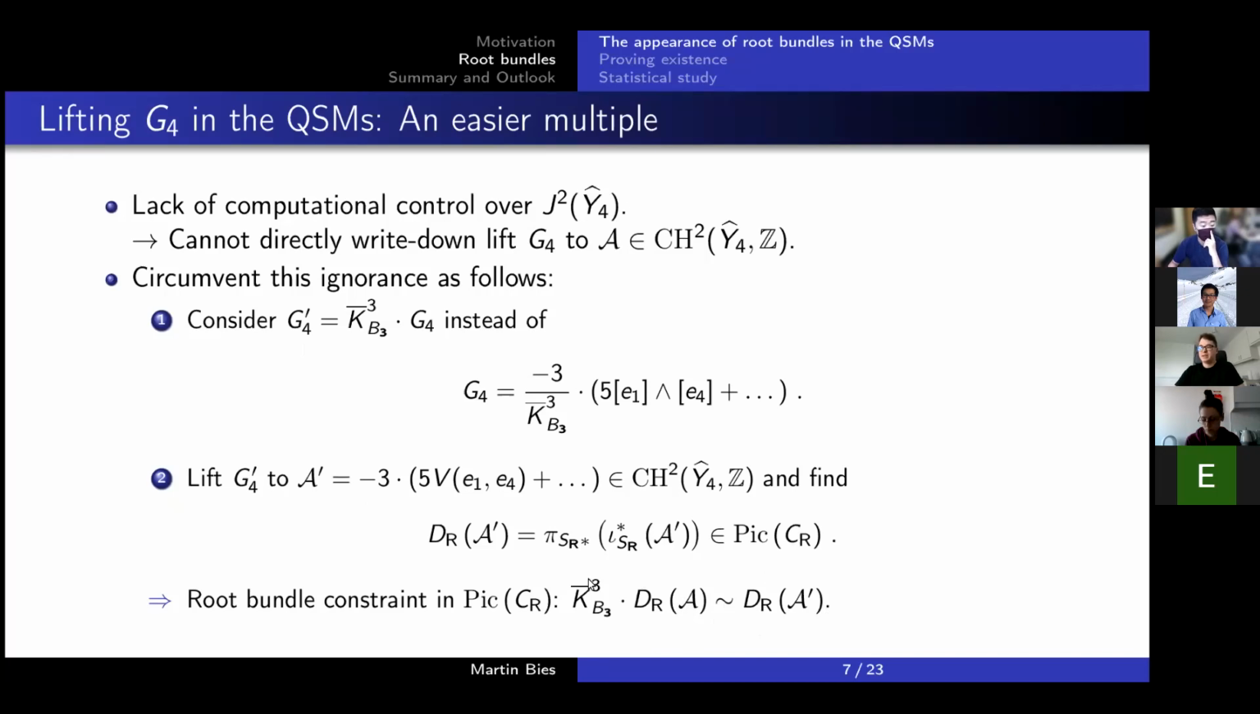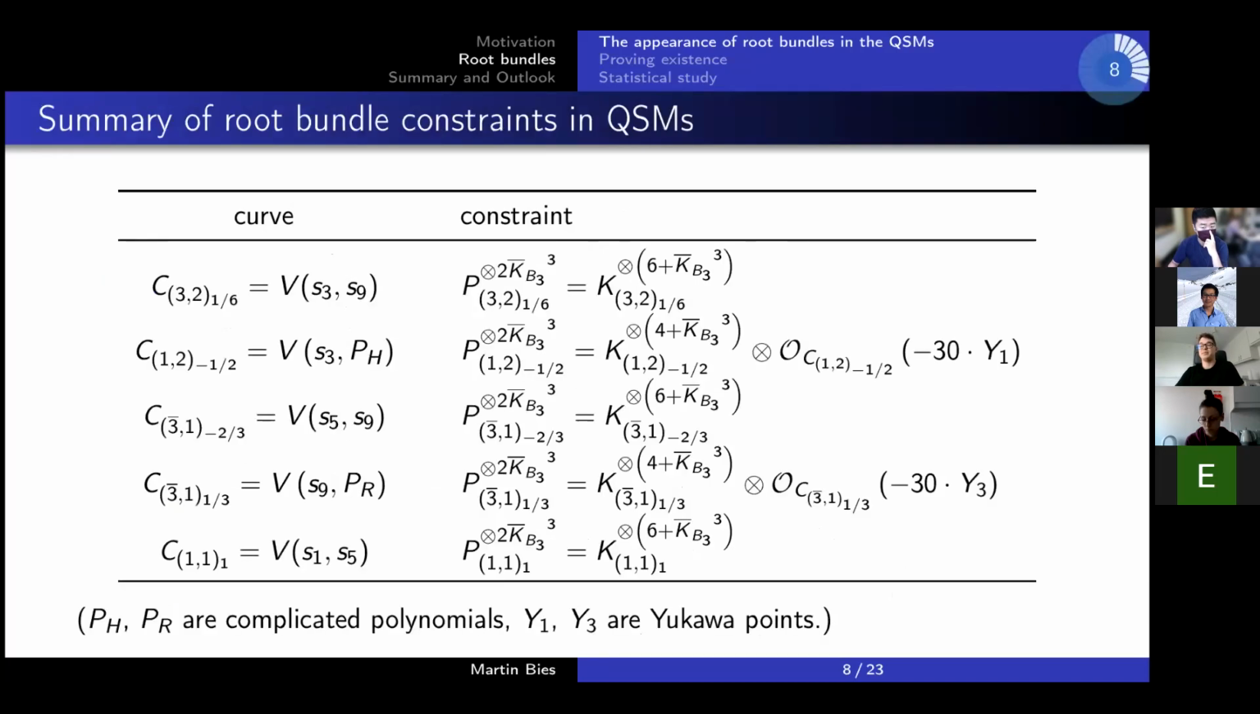So in also taking the spin into account, I can actually compactly write down all these root bundle constraints in the QSM in this table here. So what I'm doing in the first line is I'm looking for this power of the canonical bundle on this curve. And I'm looking for 2 k bar cubed roots of that. And the factor 2 here is exactly because I'm also including spin in this root bundle constraint here.